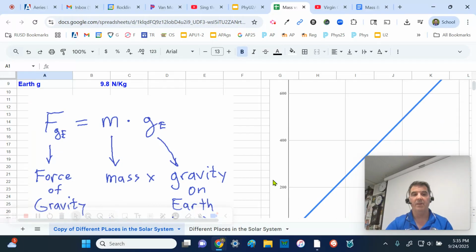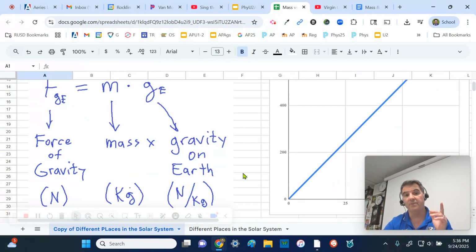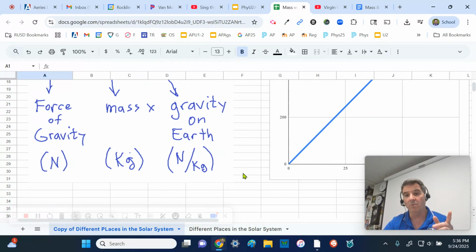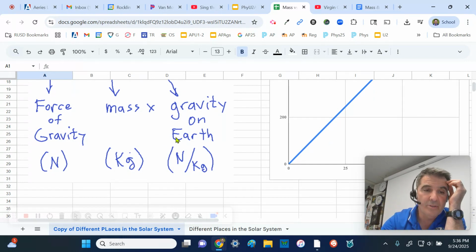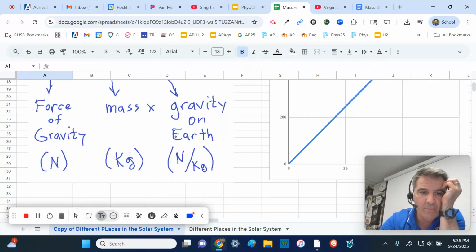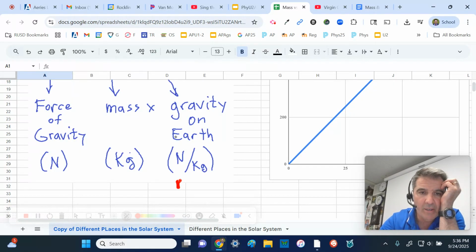The force of gravity on Earth equals mass times the gravity on Earth. The force of gravity on the moon would be mass times the gravity on the moon. But it's always times the mass. And so force of gravity is measured in newtons, mass is measured in kilograms, and gravity can be measured in newtons per kilogram or meters per second squared.